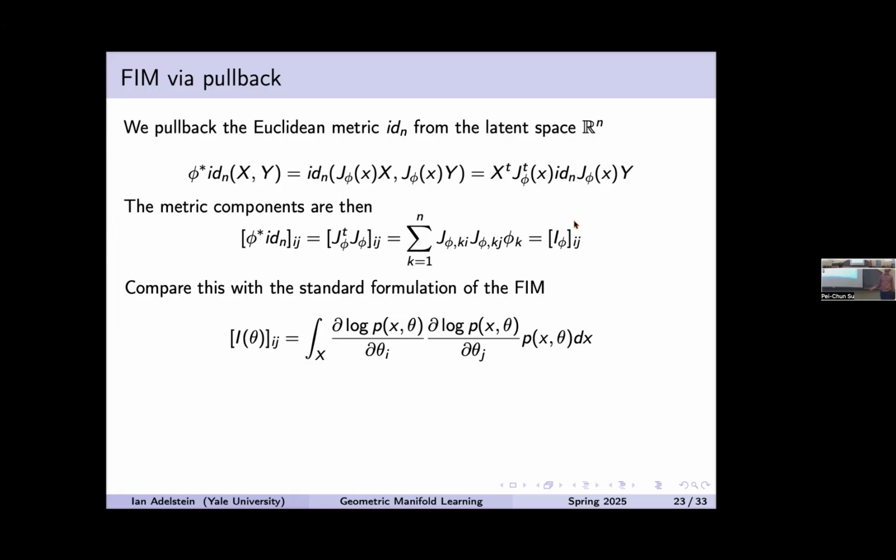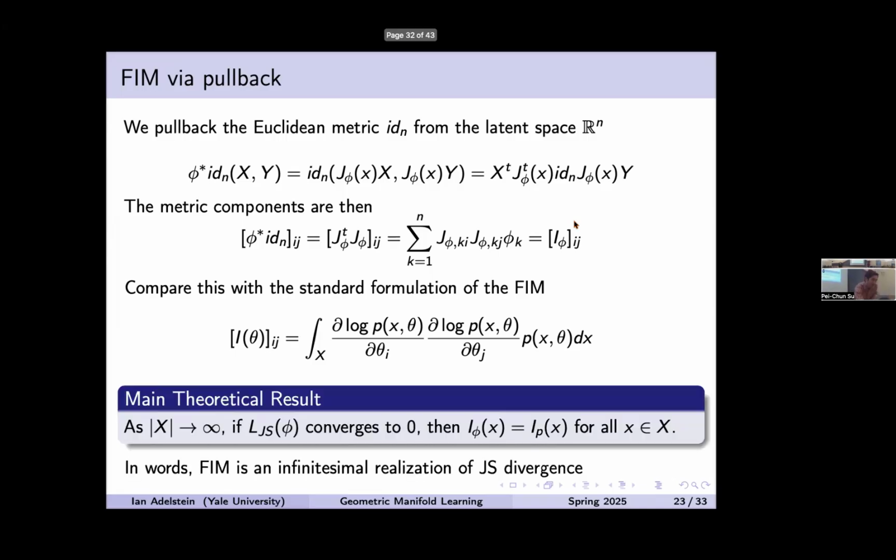And you compare this with the standard formulation and you see the same ingredients showing up. The derivatives of these log probabilities appear because we matched the Jensen-Shannon divergence, which is a symmetrized KL divergence, and that's where the log probability terms appear. So we get the FIM, and that's our theoretical result in the paper. This is often how these things get stated, but in the limit, as the number of samples goes to infinity, if our loss converges to 0, then we show that this Fisher information metric that we're realizing as the pullback actually equals the theoretical Fisher information on the statistical manifold. Another way of saying this is that the FIM is an infinitesimal realization of this JS divergence.